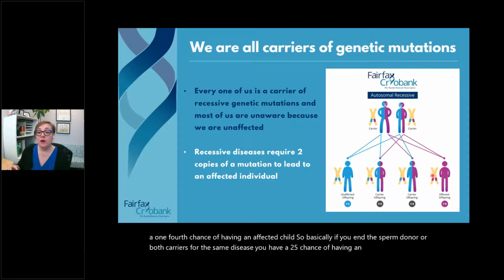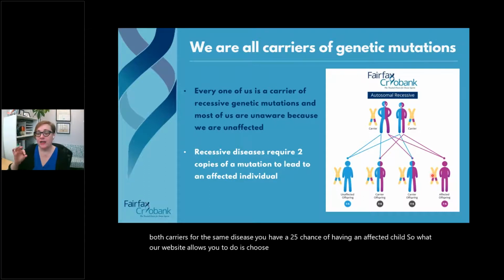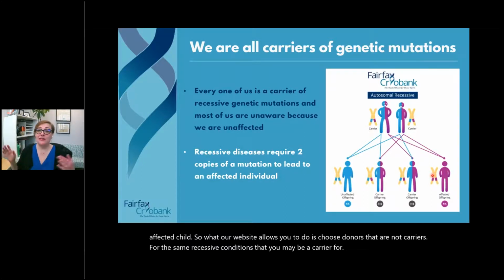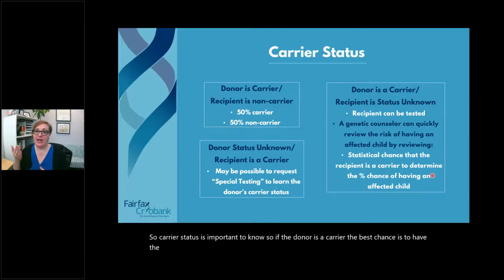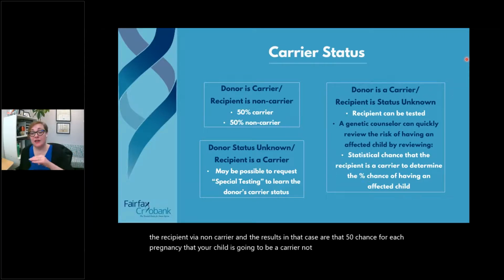So what our website allows you to do is choose donors that are not carriers for the same recessive conditions that you may be a carrier for. You can be carriers for different things, and it doesn't matter. So carrier status is important to know. If the donor is a carrier, the best chance is to have the recipient be a non-carrier. The result in that case is a 50% chance for each pregnancy that your child is going to be a carrier, not affected, or a 50% chance of not being a carrier, not affected.